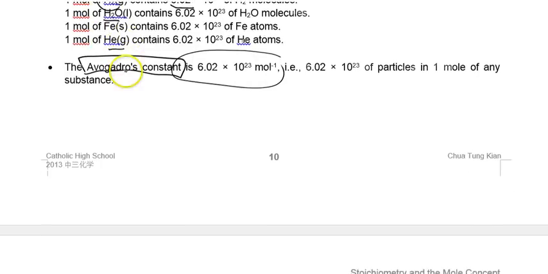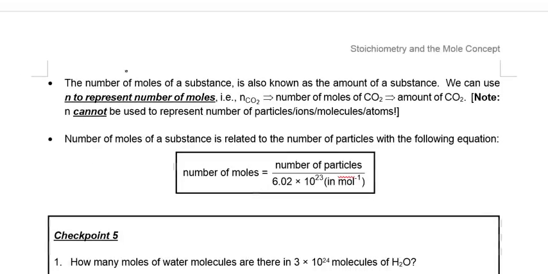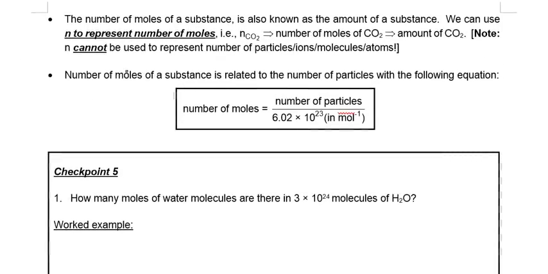So how do we make use of this number? We have this equation over here. Number of moles is equal to number of particles divided by Avogadro's constant. So let's say we have 1 mole of a substance. We would have 6.02 times 10 to the power of 23 particles. If I have 0.5 moles of a substance, how many particles would I have? It will be 6.02 times 10 to the power of 23 divided by 2.